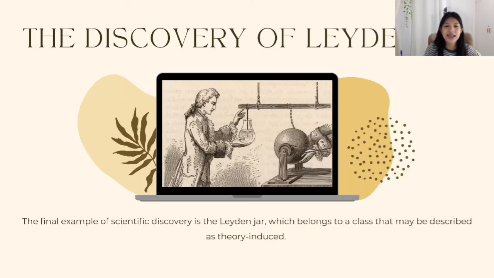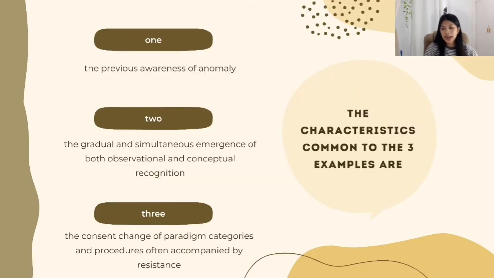So, last discovery is the discovery of the Leyden jar. The Leyden jar belongs to a class that may be described as theory induced. To a greater or lesser extent, corresponding to the continuum from the shocking to the anticipated result, there are characteristics common to the three examples of discovery. These are: one, the previous awareness of anomaly; two, the gradual and simultaneous emergence of both observational and conceptual recognition; and three, the consequent change of paradigm categories and procedures, often accompanied by resistance.